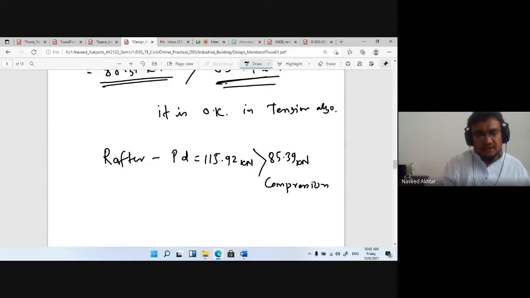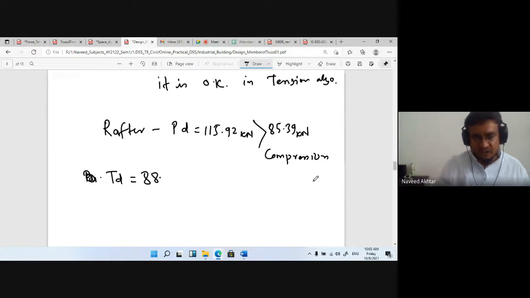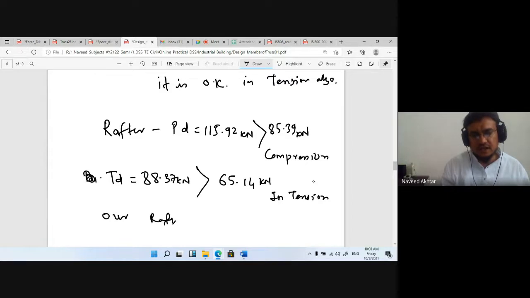In tension, the design strength TD of that member is 88.37 kilonewton, which is greater than 65.14 kilonewton in tension. So in both cases, our rafter is safe. Okay, this is the design for the rafter.